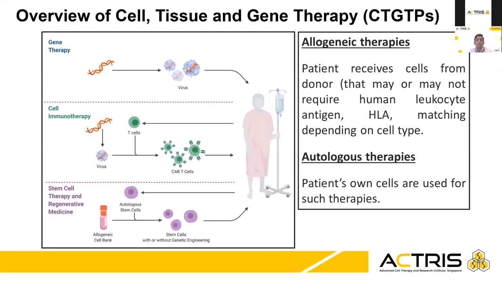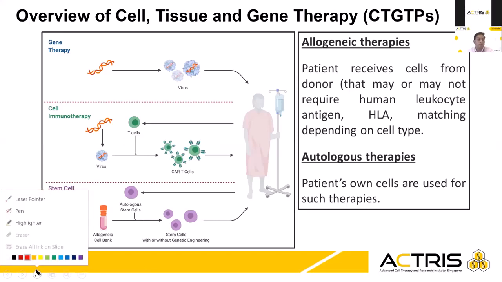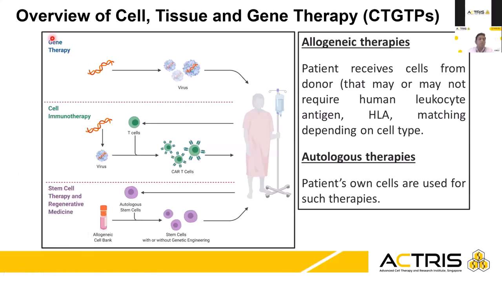So in terms of the basics, let's get started with the very core basics of cell, tissue, and gene therapies. As you can see here, there are three main broad classes of therapies that we are talking about: gene therapy, cell-based immunotherapy, and of course, stem cell-based therapies that are mostly targeted towards regenerative medicine.